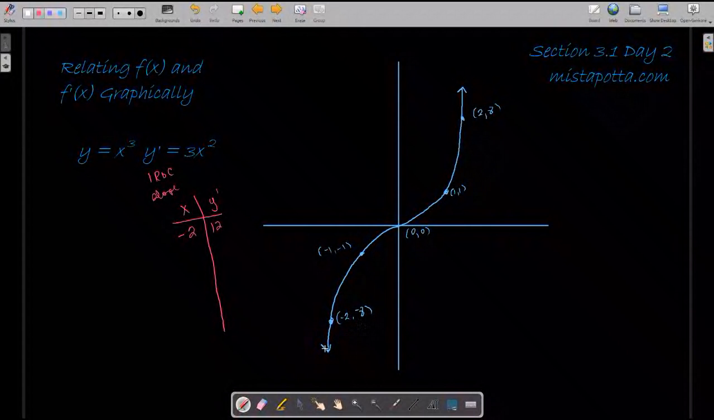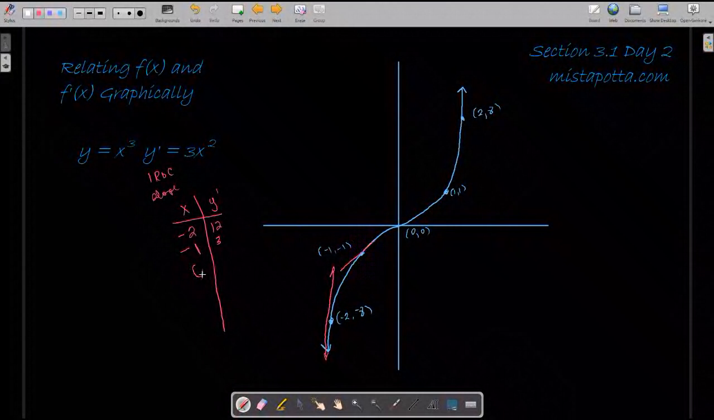Notice that that is a fairly steep line over here that we're expecting. And if our x value is -1, we're going to be doing 3 times -1 squared, which is 3. A line that's not quite as steep, but still has a positive slope.